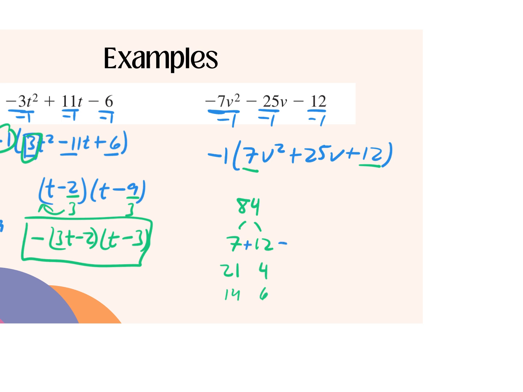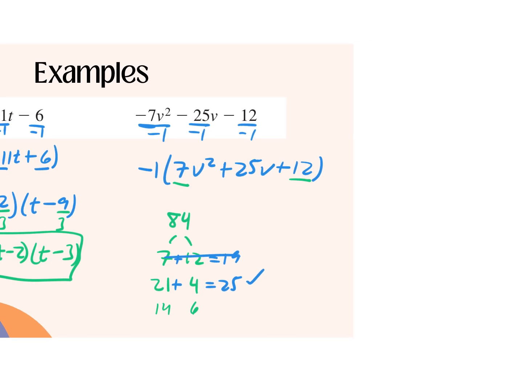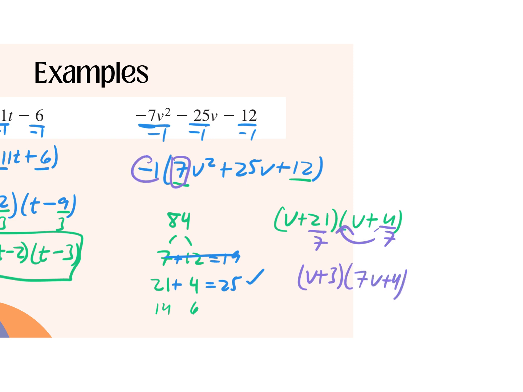If we add all of these, 7 plus 12 is 19, not what we're looking for. 21 plus 4 is 25, that is what we're looking for. So I would go ahead and write v plus 21 times v plus 4. Because I have a 7 in front, I would divide both of these by 7. 21 and 7 divide. 4 over 7 doesn't divide, so you slide it. 7v plus 4. And we had a negative out front, so I'm going to write that negative in my final answer. So it's going to look something like that.